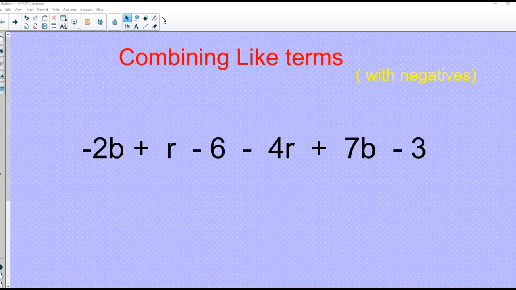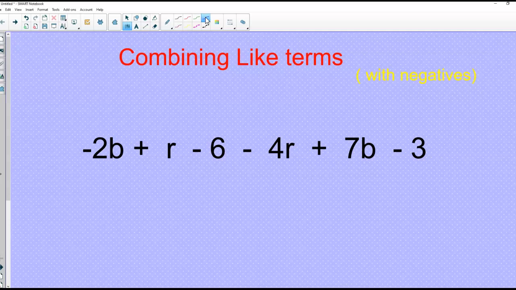I am here today to combine like terms again, but the difference is we're going to add some negatives in today. I know we've worked on this the past couple days, but it was just positive numbers. So we're going to add some negatives in today, and I think you'll find it's not much different. You just have to remember your integer rules as you're doing this also. So again, it's just another step in combining like terms.